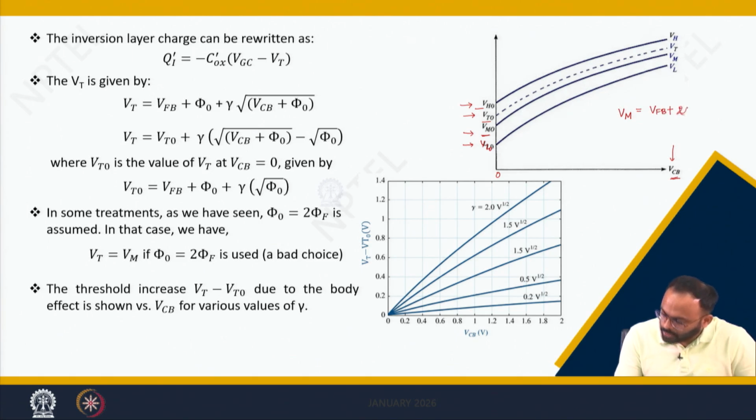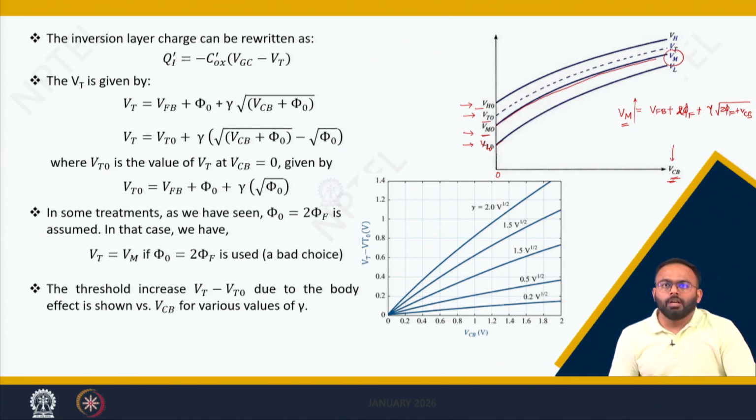But now when you increase Vcb, as we just saw, Vm is equal to the flat band voltage plus 2 phi f plus gamma times the square root of 2 phi f plus Vcb. It means Vm does have Vcb dependency. So if you increase Vcb, the Vm will increase.